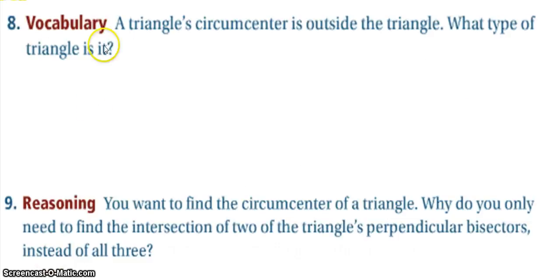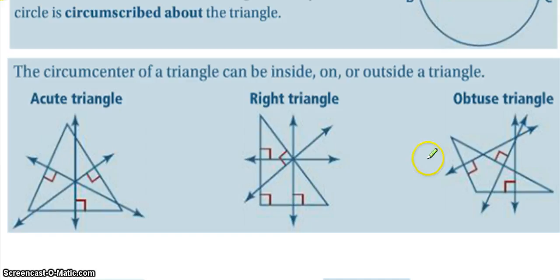So number 8, when we talk about a triangle's circumcenter, remember the circumcenter is the point that comes from the perpendicular bisectors. So when they meet outside the triangle, what type of triangle must it have been? And if you forget, you can look way back in your notes to this example right here where we see that my circumcenter is outside the triangle in an obtuse triangle.